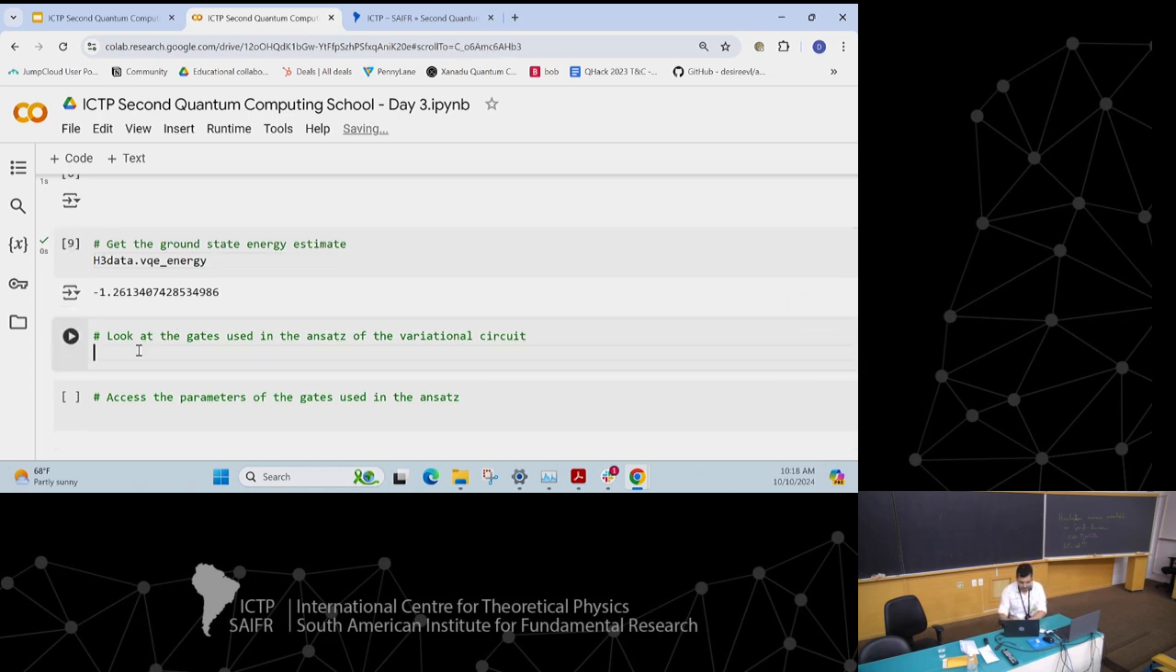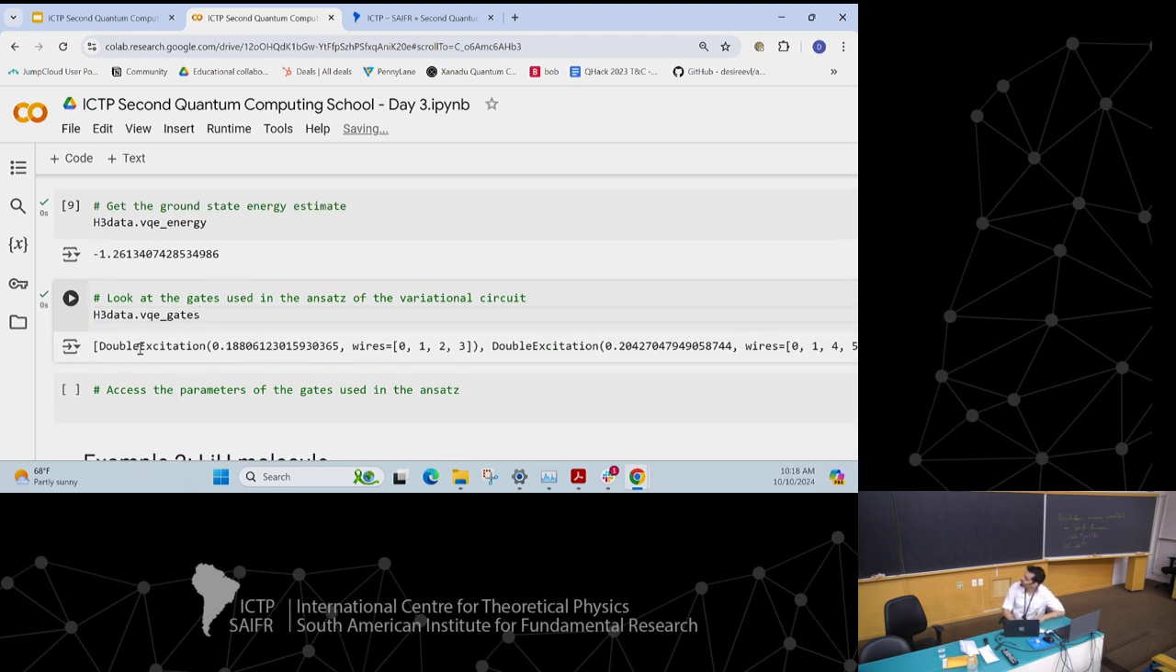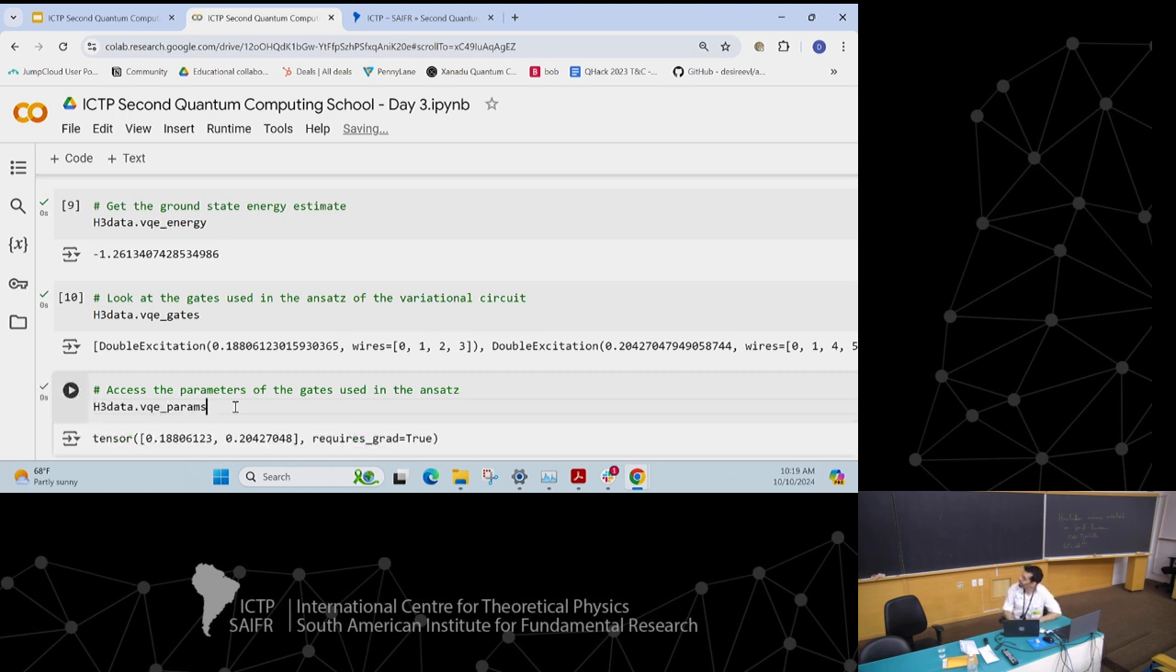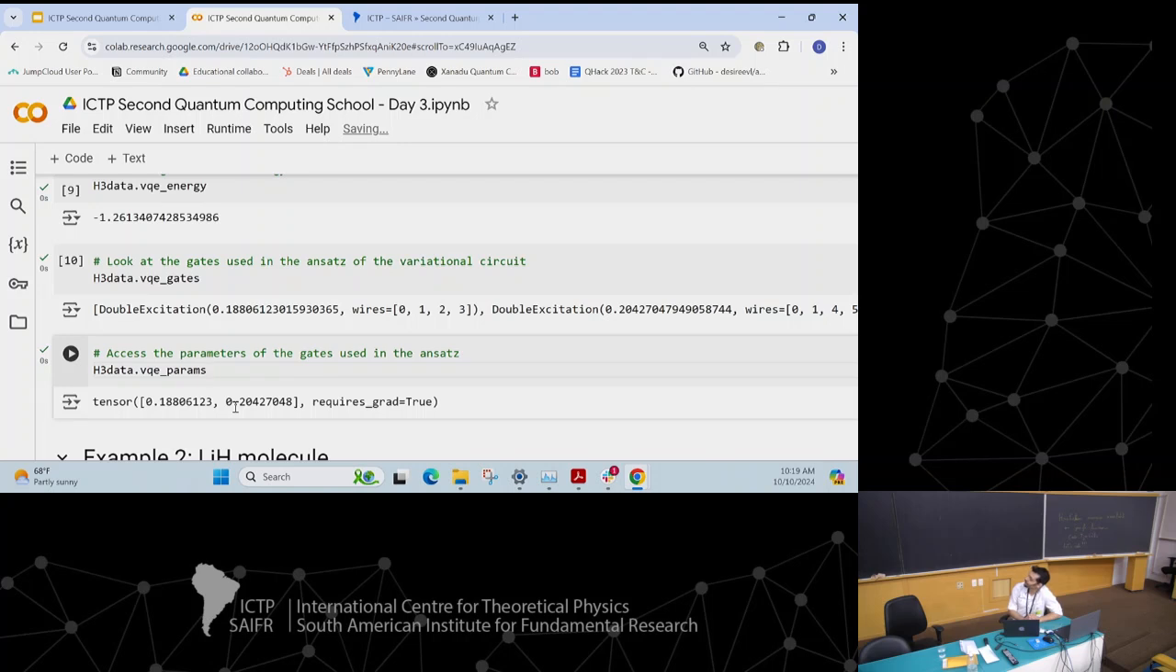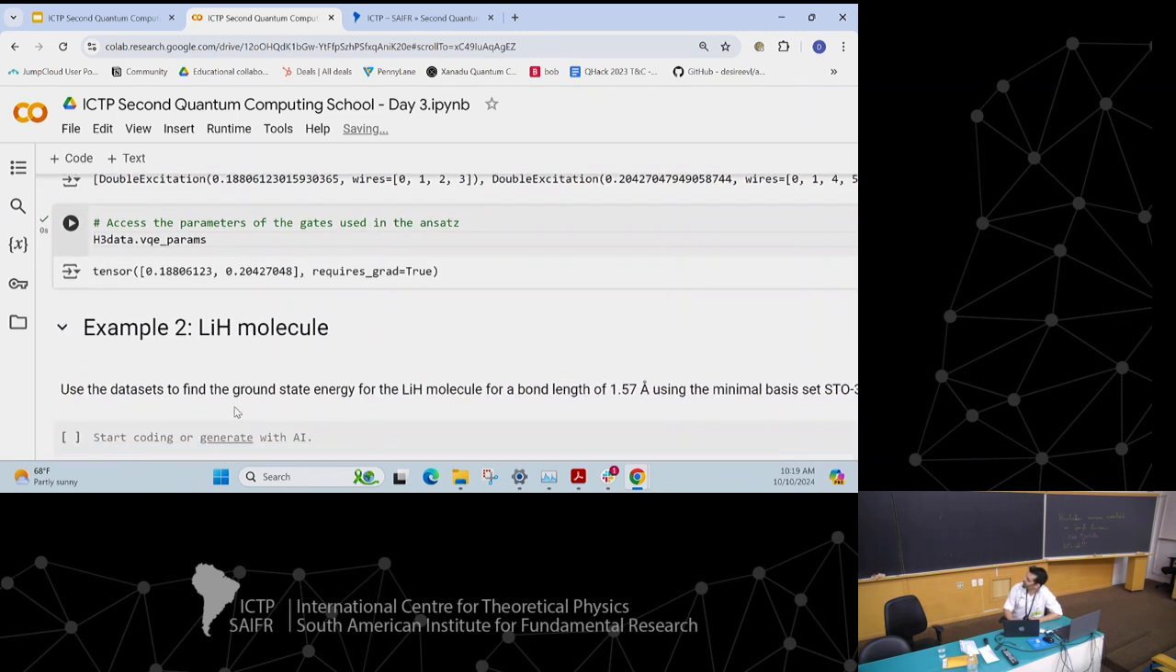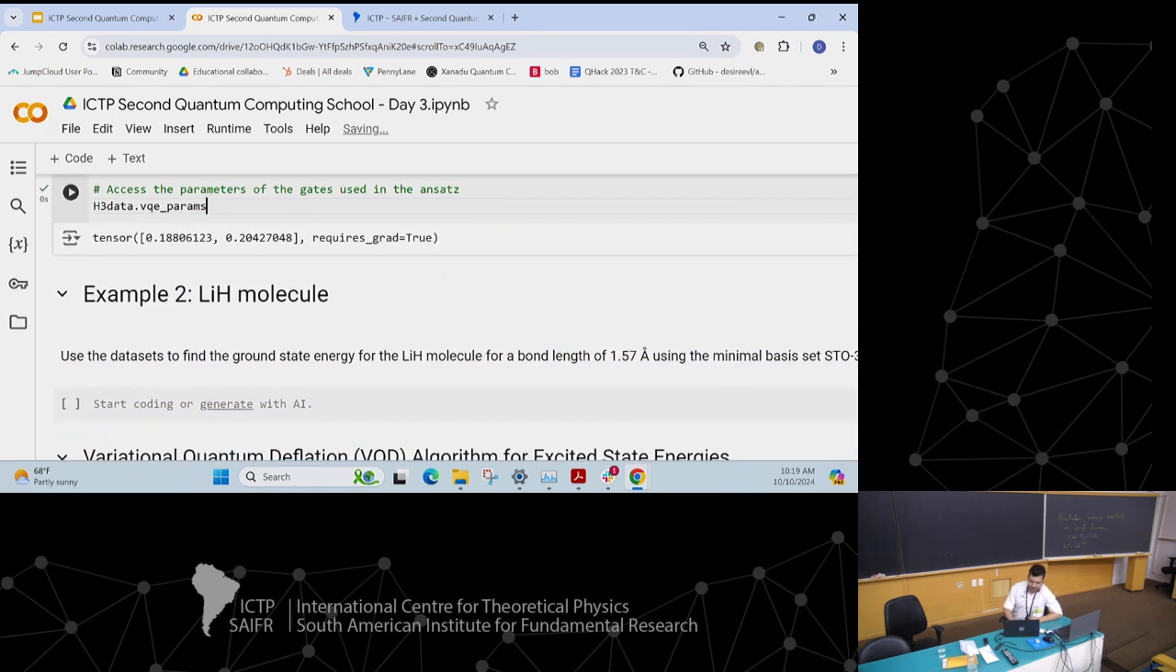So we already saw this in the picture, but you can also access the gates and see what they look like. And you can see you have the 2 double excitation gates with their optimized parameters preloaded here. You can actually access the parameters directly in this way. Okay, so far, nothing particularly exciting. It's going to help us in that we won't have to recompute certain things in the next couple of days.